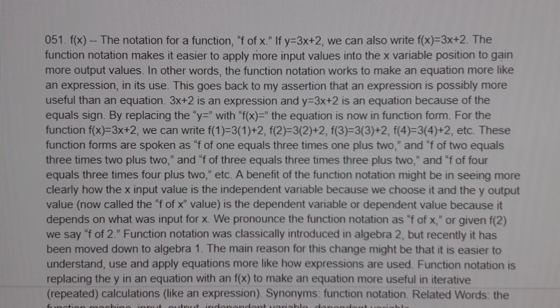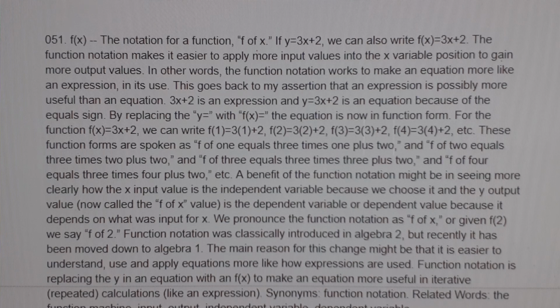A benefit of the function notation might be in seeing more clearly how the x input value is the independent variable because we choose it, and the y output value (now called the "f of x" value) is the dependent variable or dependent value because it depends on what was input for x. We pronounce the function notation as "f of x," or given f(2), we say "f of 2."